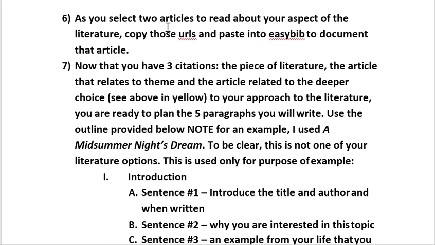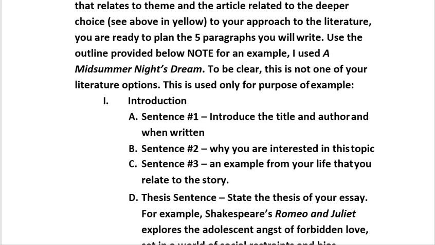And I'm going to find 2 articles at least, and of course I'm going to add those to my list in EasyBib. Yes? So now I've got my little 3 citations in place. I've got the text itself. I've got 2 articles at least. Maybe I have more. I have Spark Notes. That's going to be a 4th if I used that, and so forth.